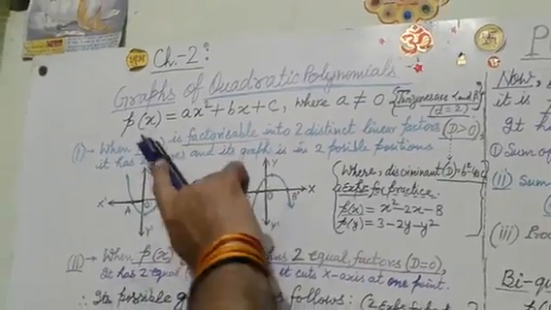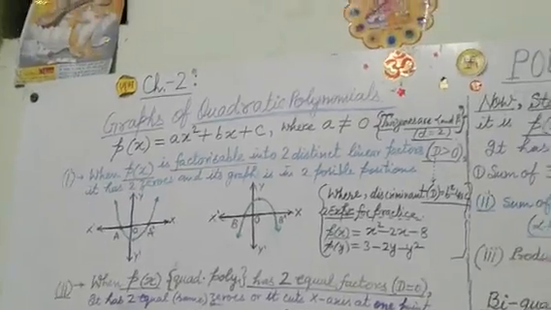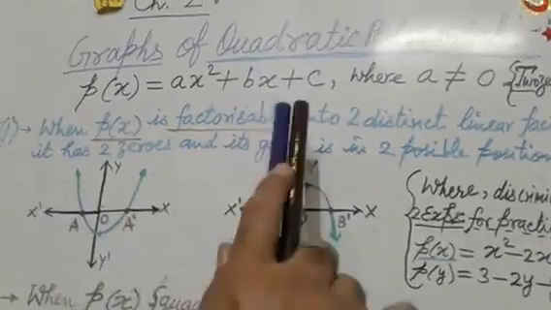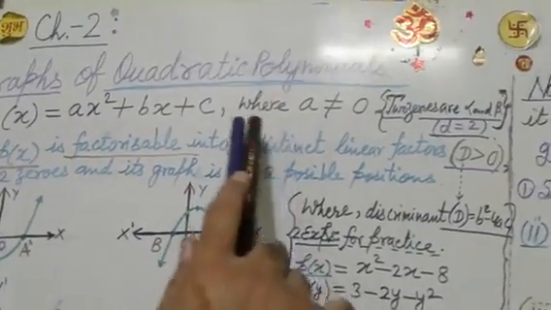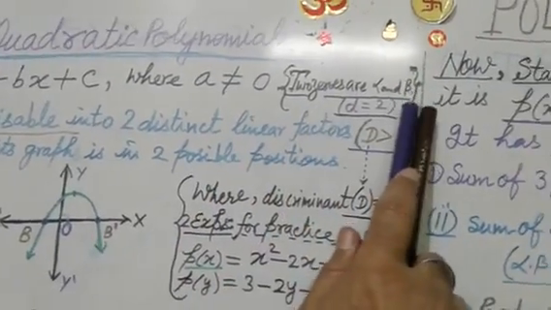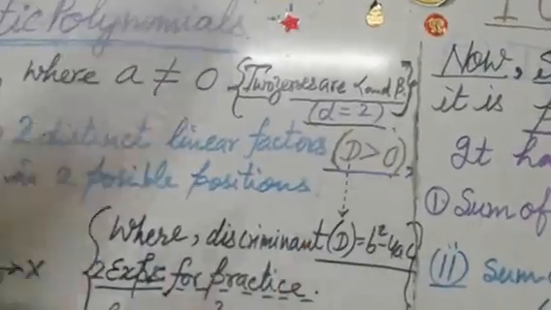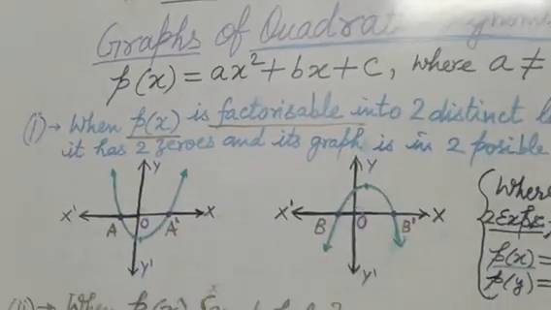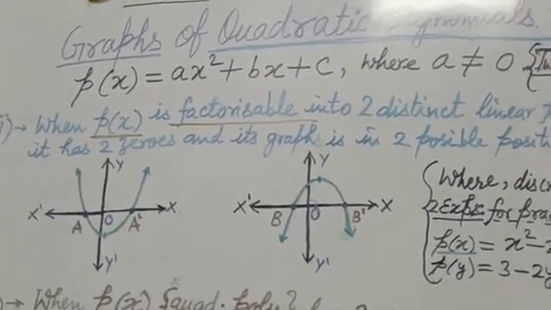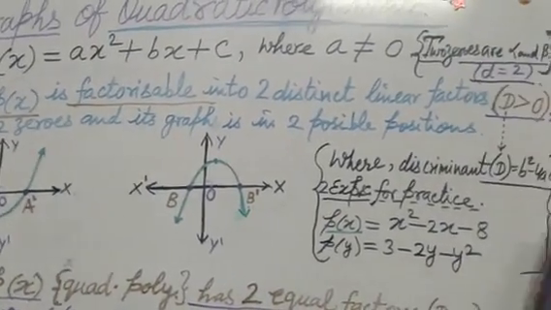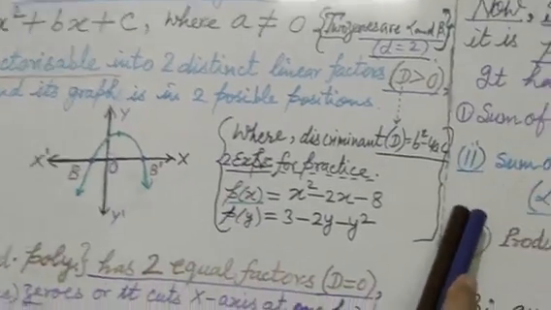First of all, the standard form of a quadratic polynomial is ax squared plus bx plus c, where the necessary condition is that a is not equal to 0. It has two zeros, alpha and beta, and its degree is 2. So case 1 is when this polynomial p(x) is factorizable into two distinct linear factors. For this, the discriminant D is greater than 0. Discriminant D is equal to b square minus 4ac.